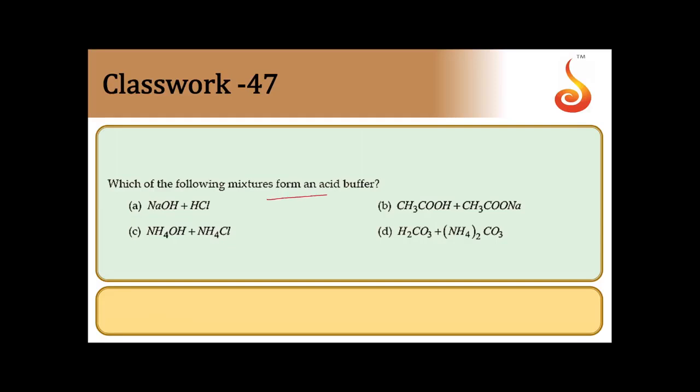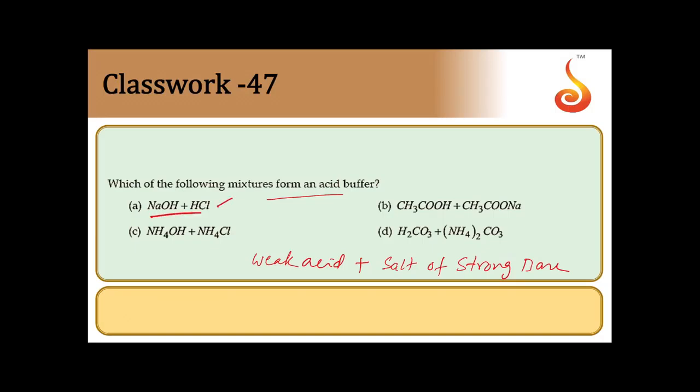Then 47. Which of the following mixtures form an acidic buffer? So an acidic buffer will be a mixture of a weak acid plus the corresponding salt of a strong base. It should be a weak acid plus the corresponding salt. It should be a salt of a strong base, that mixture.